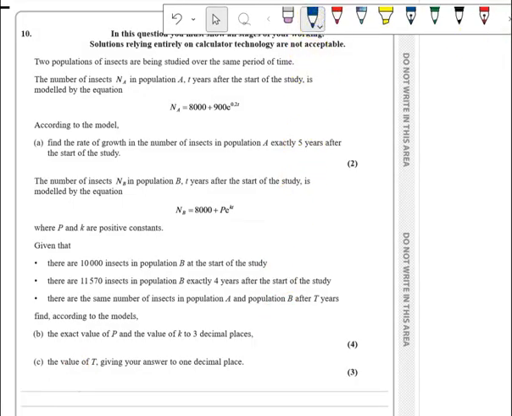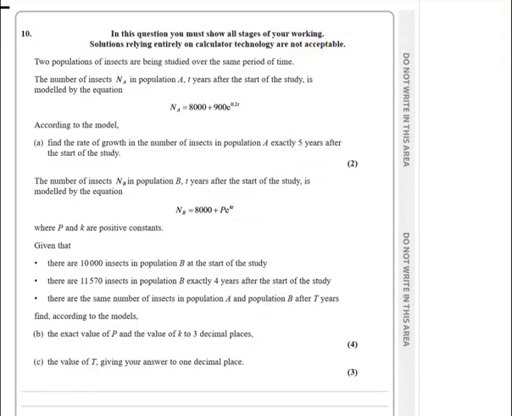All right, question 10, we have a modeling question here. Two populations of insects are being studied. The first model studied the number of insects N in population A after T years. The model is given by that. That's the first model. According to the model, find the rate of growth in the number of insects in the population at exactly 5 years after the study.